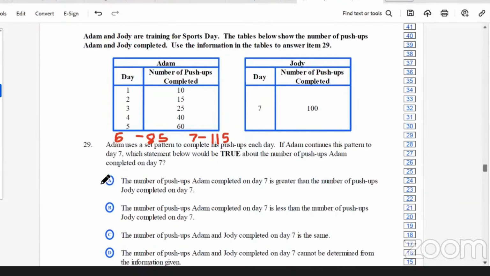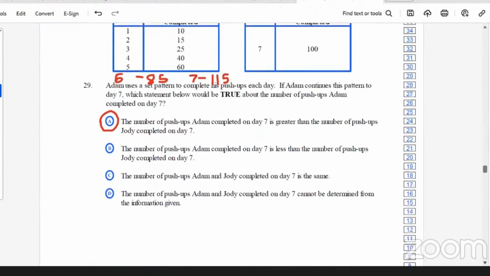The answer is A. So we have determined that Adam would have completed, if we're following the same pattern, 115 push-ups, while Jody completed 100. So he completed more push-ups than Jody on day 7.